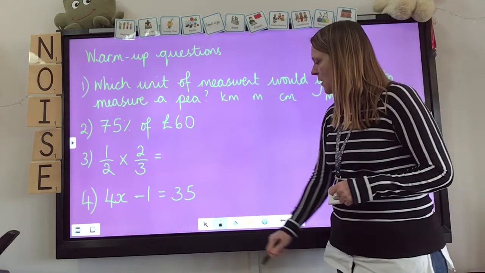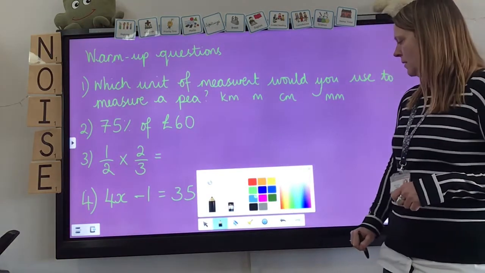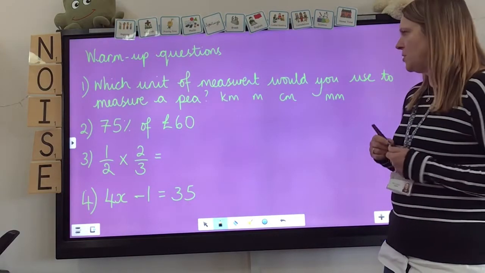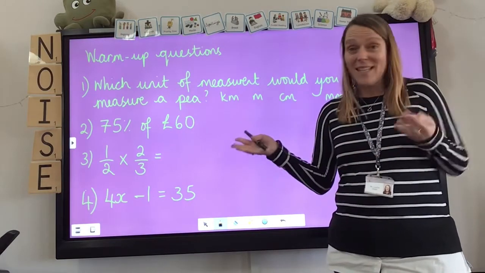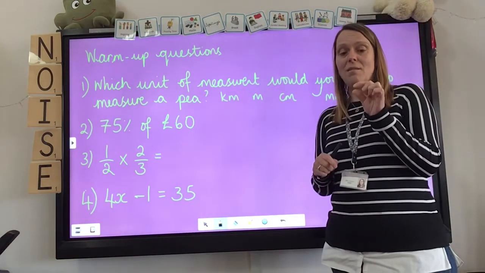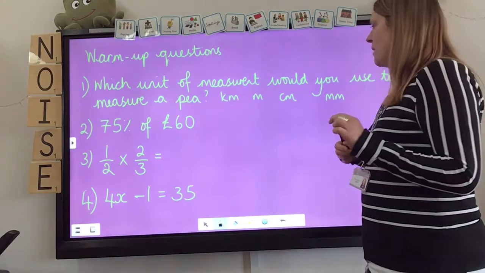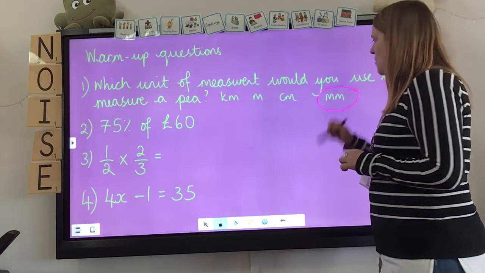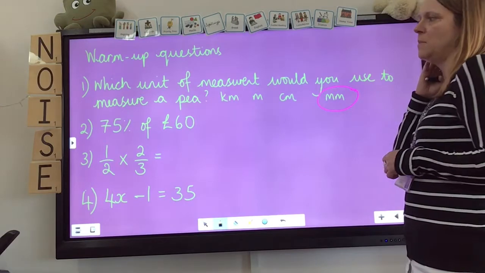Okay, let's have a look then. Change the colour of my pen so that hopefully will stand out. Let's go pink. So, the first one, which unit of measurement would you use to measure a pea? Are they big? Are they small? They're little round green things, aren't they? Generally they're smaller than a centimetre. So, hopefully you all said that you're going to use millimetres, because I think that's the most sensible unit of measurement to use.